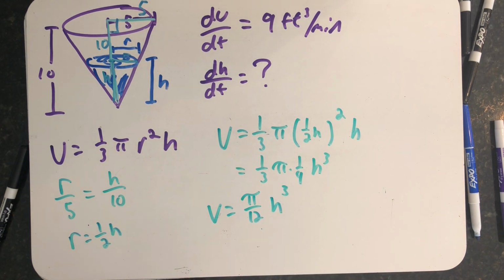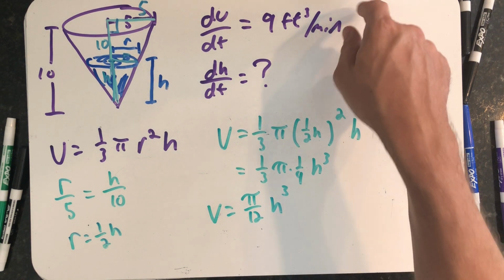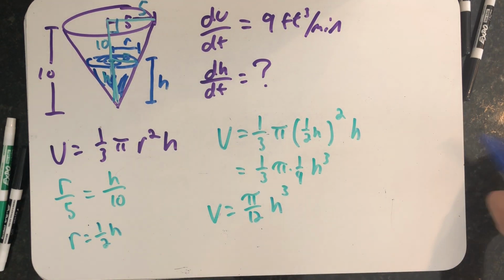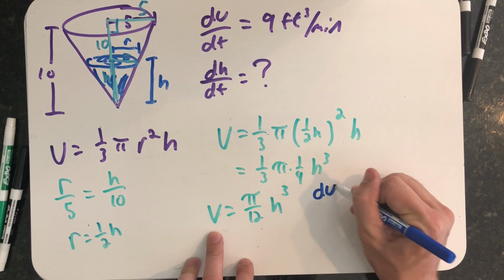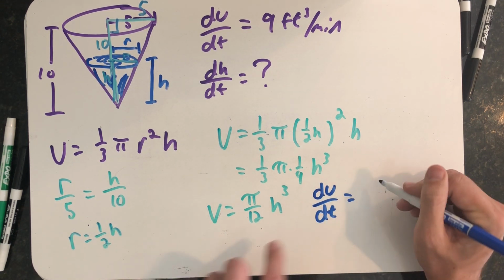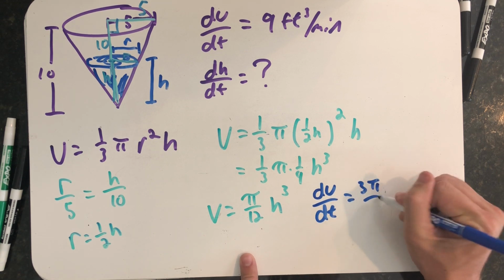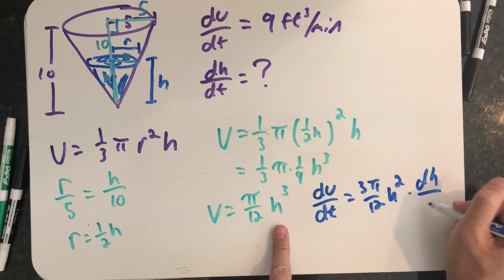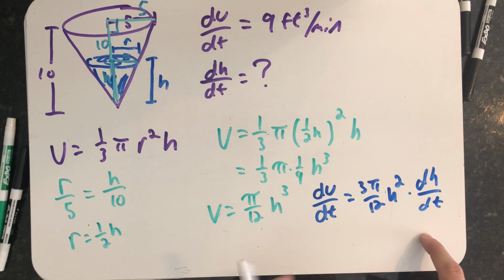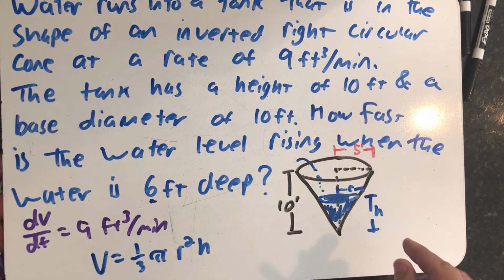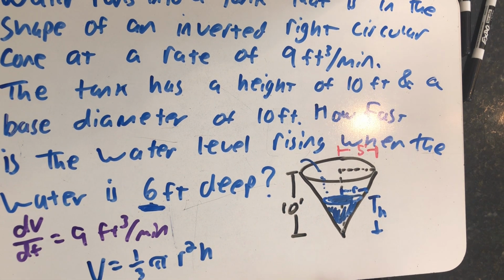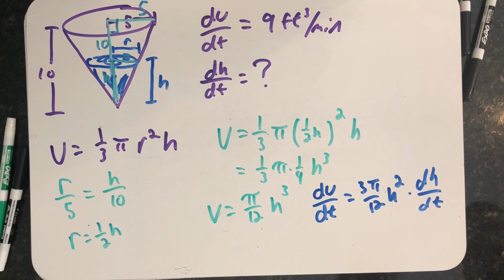And now I'm down to the two variables that I either have information about or that I want to know. So now I will take a derivative. dV/dt is equal to, and the power rule would say 3 pi over 12, and I'll reduce that in a minute, h squared times dh/dt. All right, going back to my original problem. I know dV/dt, and I'm looking for dh/dt in the moment the water is 6 feet deep. So I'm ready to evaluate.